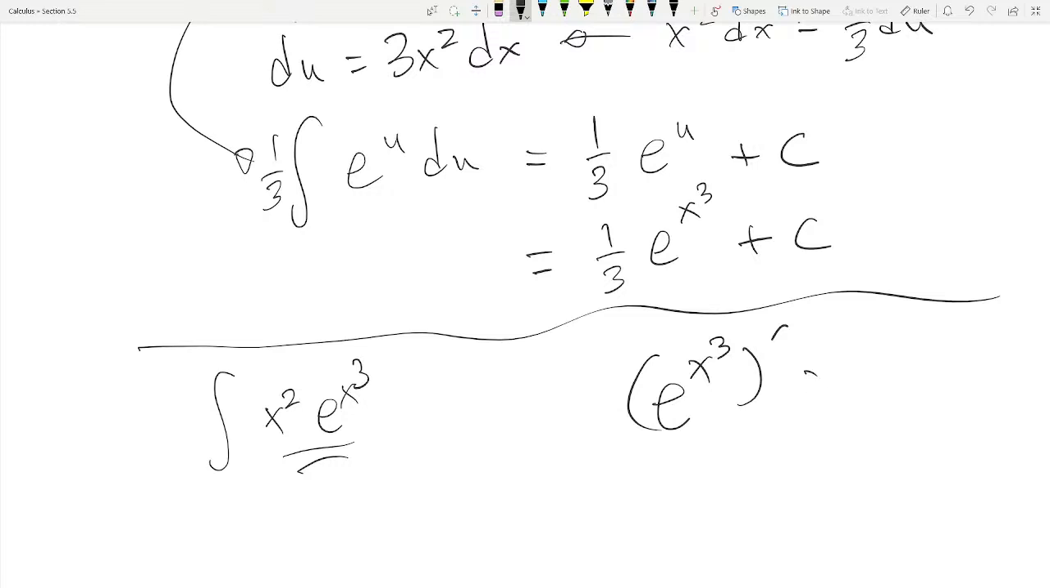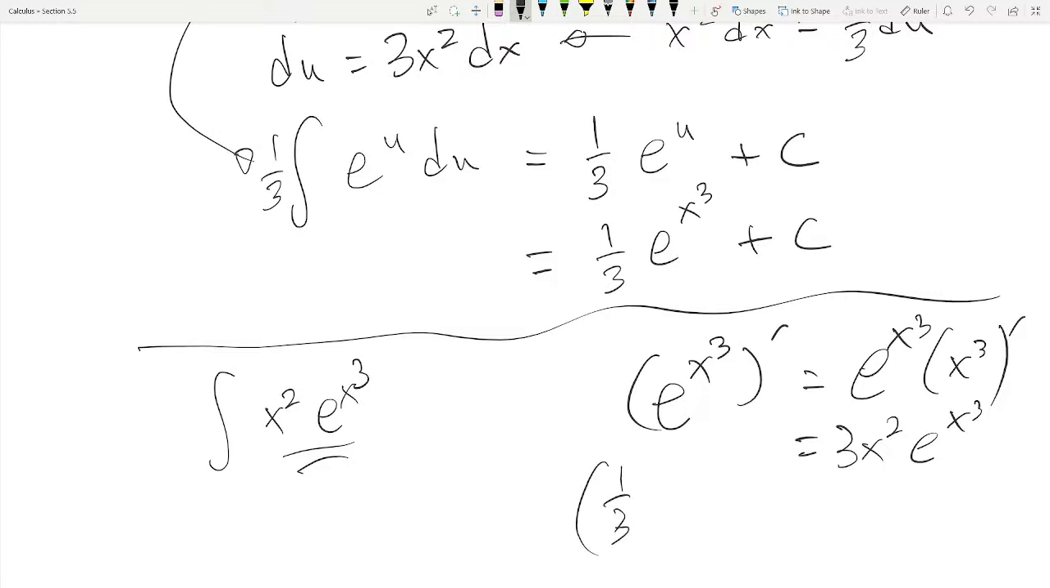Well, what happens when I take the derivative of that? I get e to the x cubed times the derivative of x cubed, which is 3x squared e to the x cubed. Well, geez, that's an awfully good guess, because look, I almost got it. I got this pesky 3 though, right? So what must be the answer? If I multiply both sides by 1/3, I'll have the derivative of 1/3 e to the x cubed is x squared e to the x cubed, which is what I wanted.